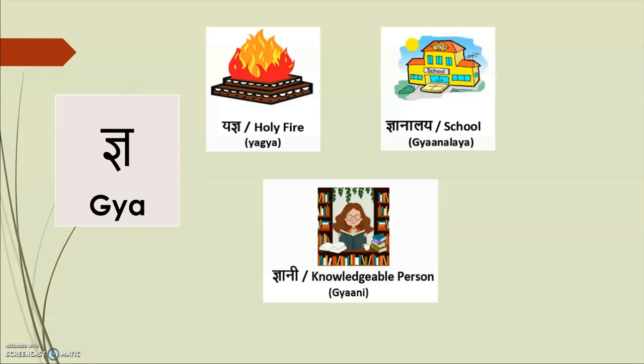So in the first picture we can see holy fire. It is called yagya. In the next picture we can see a school. School in Hindi is called gyanalay. And in the third picture we can see a knowledgeable person. Knowledgeable person in Hindi is called gyani. I hope all the consonants and the examples are very clear to you now.